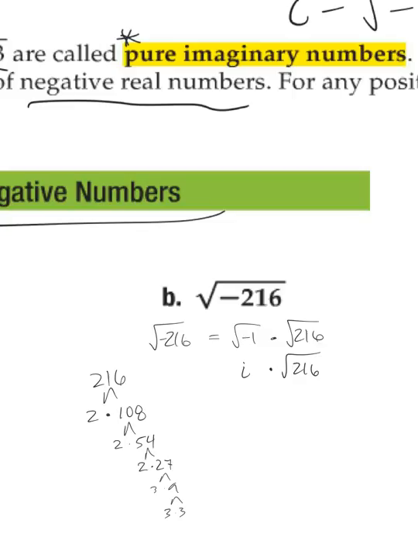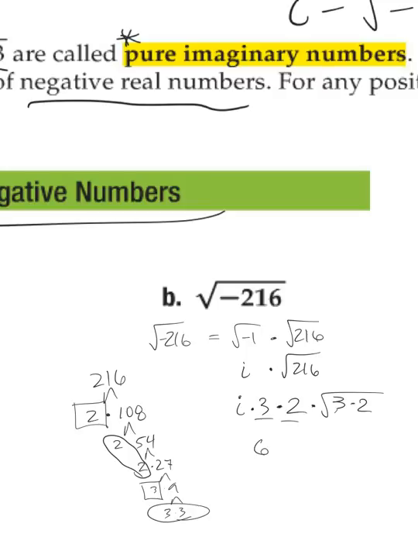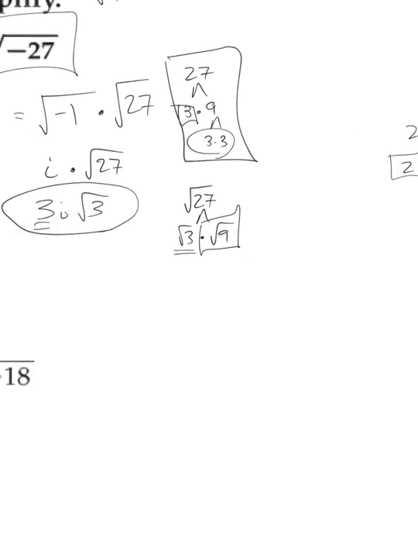So, simplifying this, you've got a pair of 3's here, so we've got i times 3, times a pair of 2's, and then it's going to be times the square root of 3 times, we had a 2 left as well. So 3 times 2 is 6i radical 3 times 2 is 6. 6i radical 6. So there's your example B.